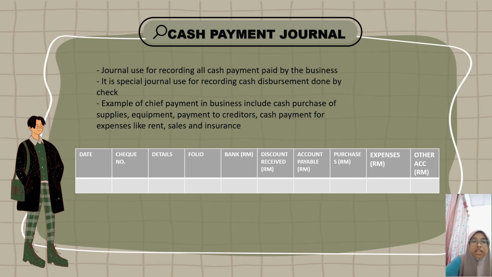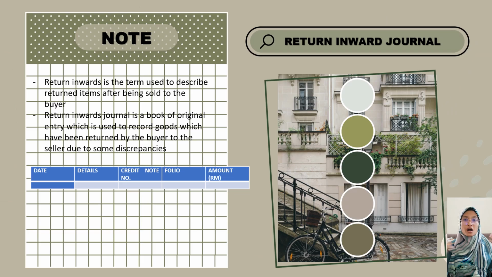The example of a transaction that should be recorded in the cash payment journal is: paid shop assistant salary of RM400 in cash. Returns outward journal. Returns outward is the term used to describe returned items after being sold to the buyer. It is a book of original entry which is used to record goods which have been returned by the buyer to the seller due to some discrepancies.